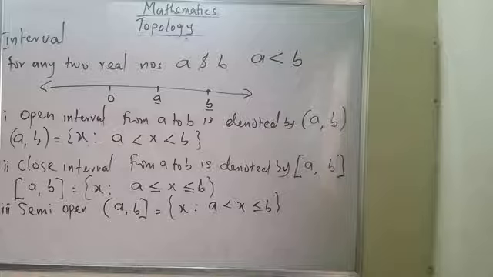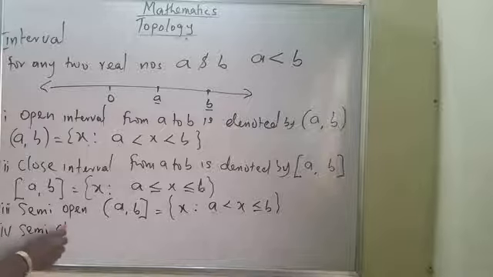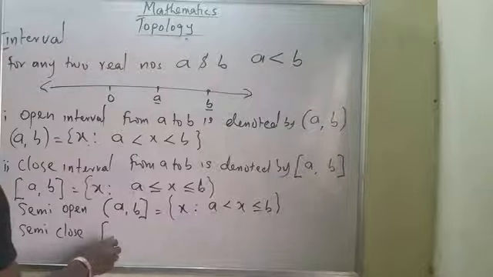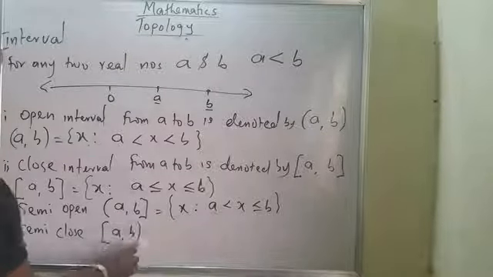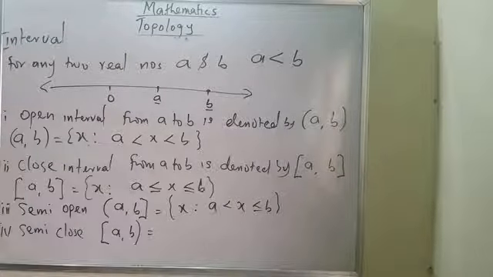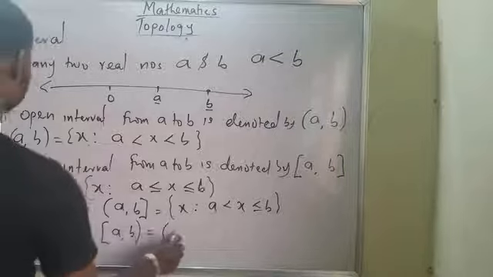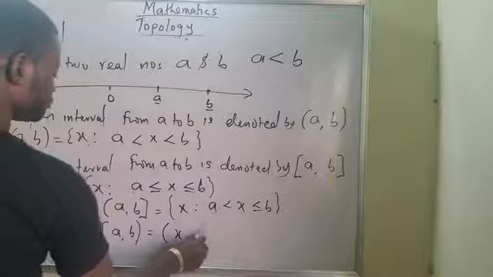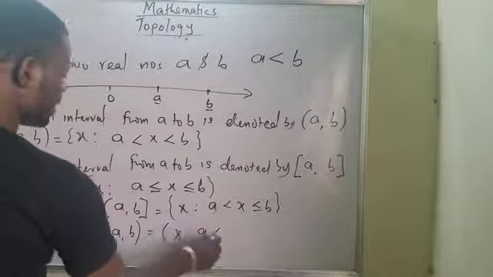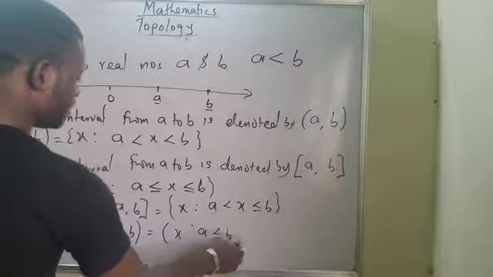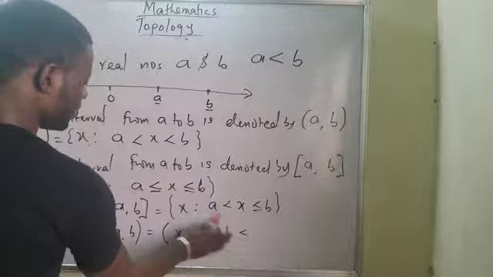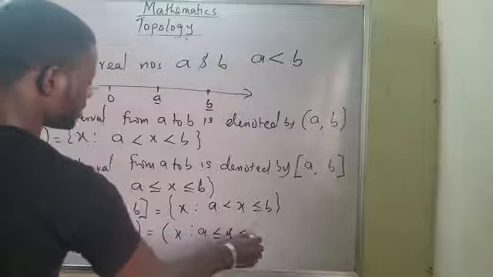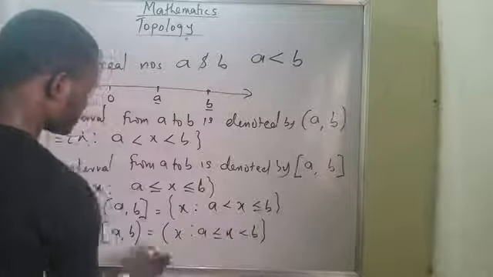The last one, which is the fourth one, semi-close. Semi-close is just like we are having something like this, [A, B), which will be equal to the set of x such that A less than or equal to x less than B. That is semi-close.